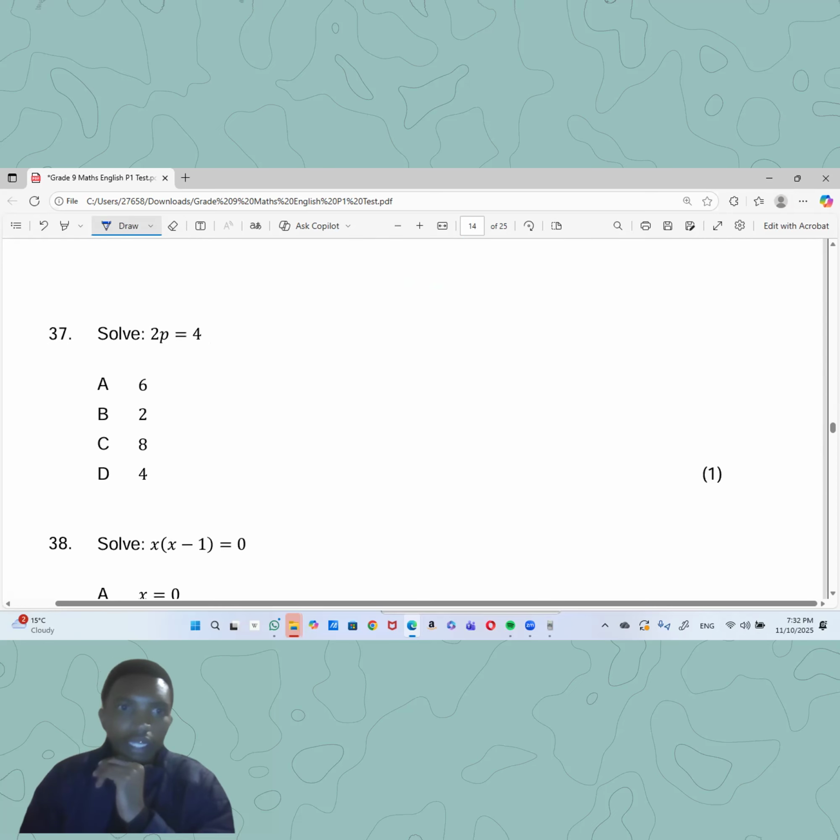Check. And then this one, we have 2p is equals to 4. We're solving for p. What do we do in this case? We divide them by 2. Exactly. If we had something like this, we would divide this by 2, right? So we do the same thing there. We divide this by 2. That cancels that. p is equals to how much? 2. Our answer is how much? B.